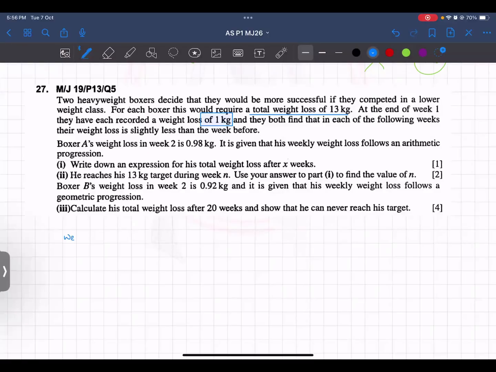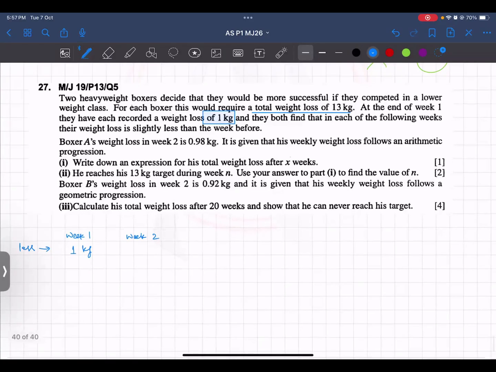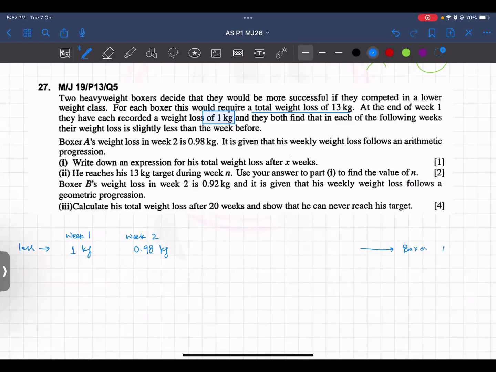So, week 1, a loss of 1 kg. And they both find that in each of the following weeks, their weight loss is slightly less than the week before. For boxer A, the weight loss in week 2 is 0.98. He loses 1 kilogram in the first week, then loses 0.98 in the second week. This is your boxer A.